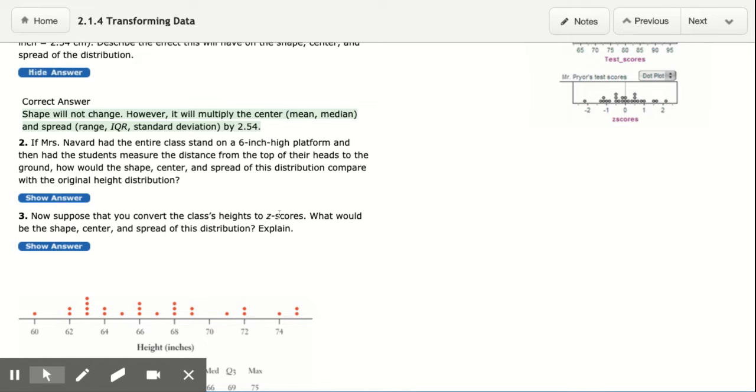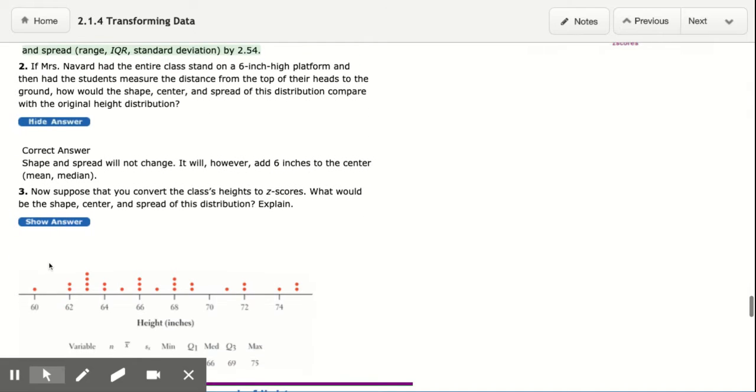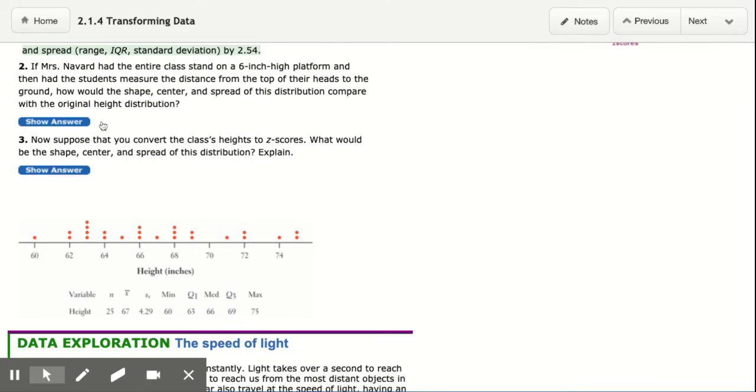All right. Number two, so Ms. Navard had the entire class stand on a 6-inch platform and then had the students measure the distance from the top of their heads to the ground. How would the shape, center, and spread of this distribution compare with the original? So remember, this dot plot is them just standing on the ground normal. She has now had them stand up on a 6-inch platform, which is adding 6 inches to their original height.